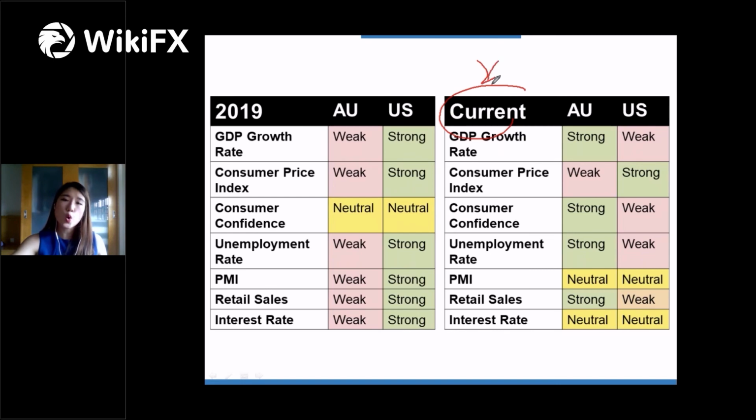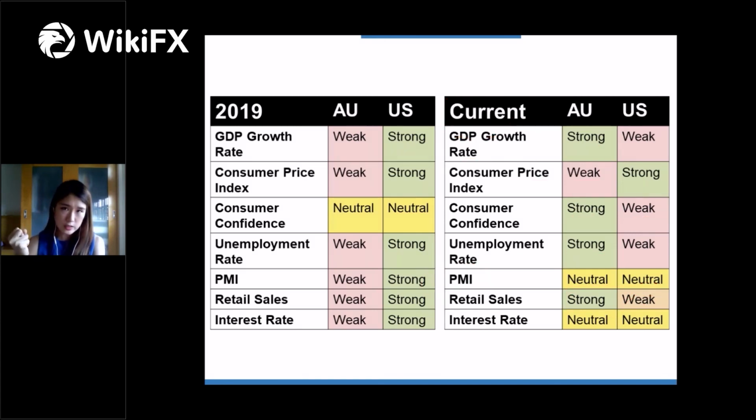So let us come to the current situation. What is the 2020 performance of these two countries? It's actually a little bit opposite already. The GDP growth rate for Australia is strong, the US weaker. CPI, Australia weak, US strong. Consumer confidence, Australia strong and US weak. Unemployment rate, Australia strong and the US getting weak because of last week, but we also have to look at the unemployment rate released this week for Aussie. PMI is neutral. Retail sales is very obviously Aussie strong and US weak. And the interest rate, both of them at 0.25%, which is neutral.